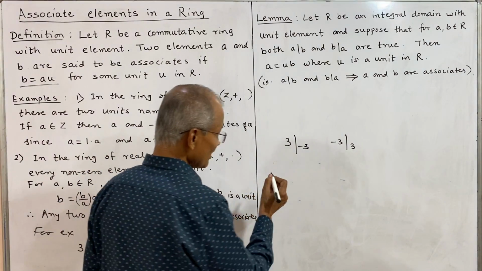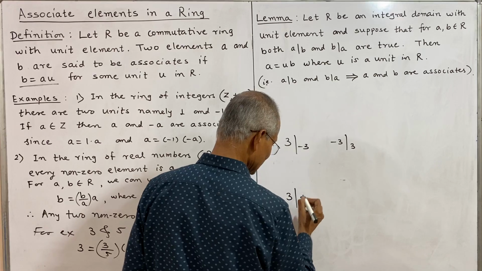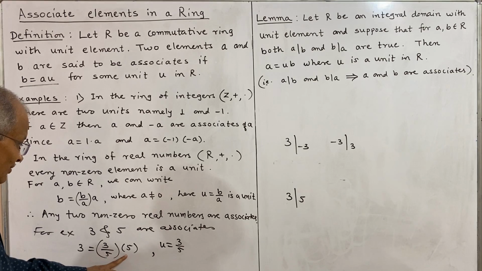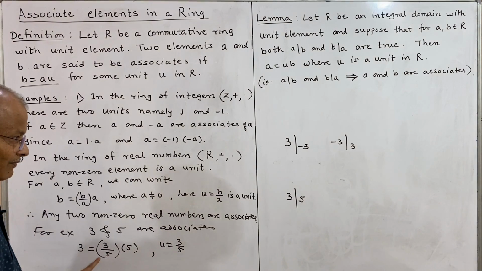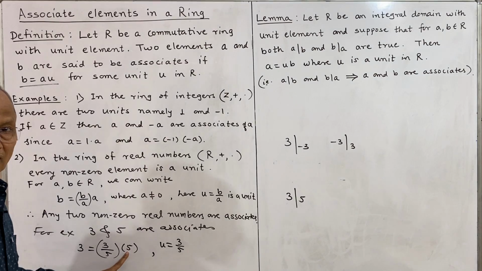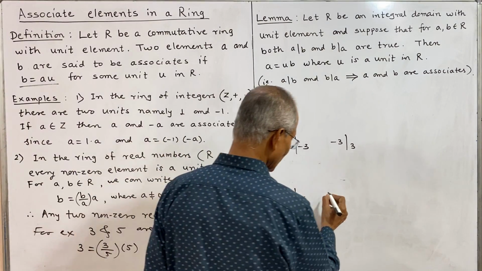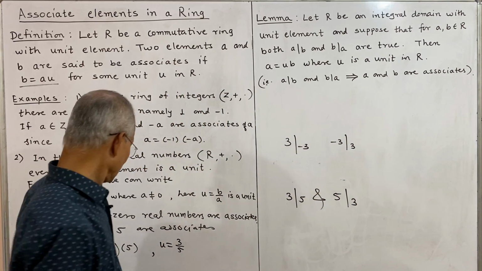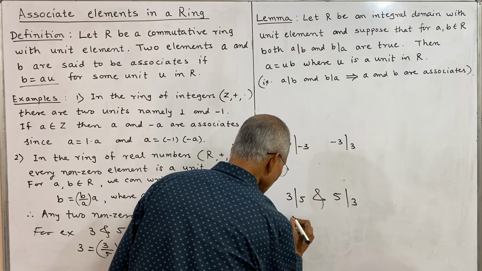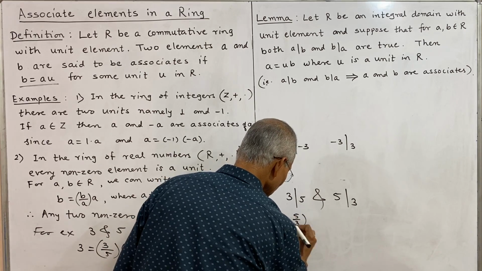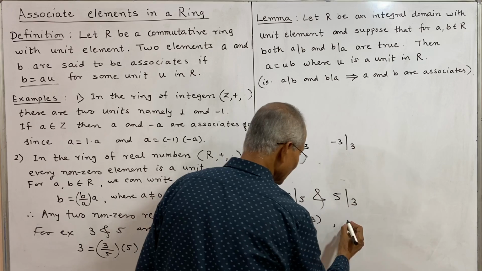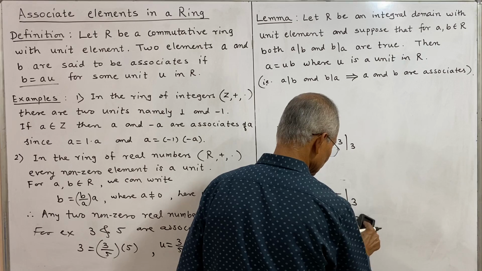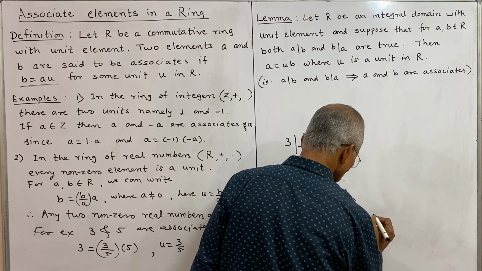Or for example, in real numbers we have 3 divides 5, because 3 is written as 3 by 5 into 5. So 3 is a multiple of 5, and that means 5 divides 3, and also 3 divides 5. Here we can write 5 as 5 by 3 into 3, and here we can write 3 as 3 by 5 into 5.